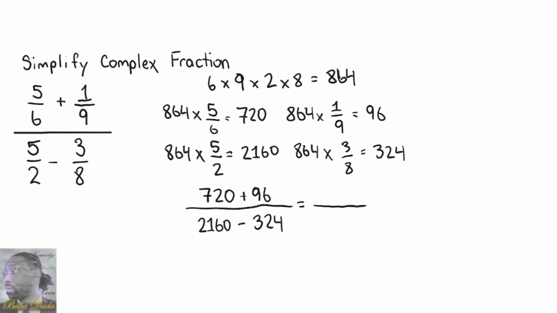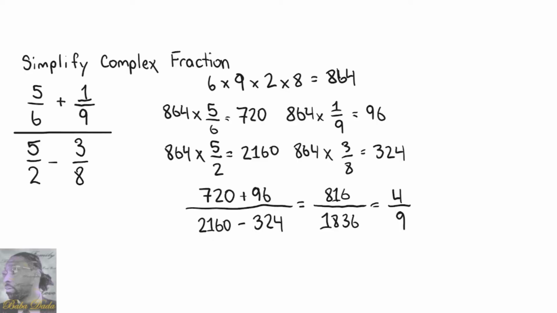720 plus 96 equals 816. 2,160 minus 324 equals 1,836. When you reduce this, you get 4 over 9, which is the correct answer. Like I said, I've already done this question. I'm just making this video for the student. And in decimal form, you'll get 0.44 continuing. And that's how you answer that question.